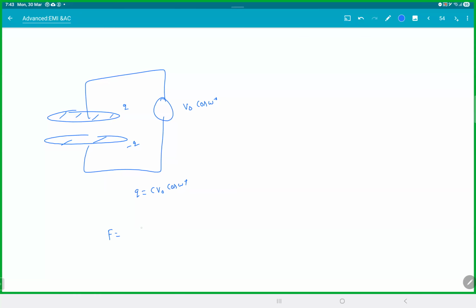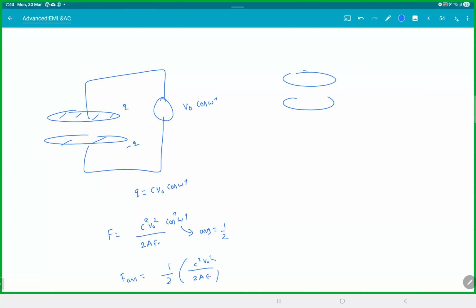So the force will be q square, which is C square V naught square cos square omega t by 2A epsilon. He's asking the average value. The average of the cos square function is half. So that would be half of C square V naught square by 2A epsilon.